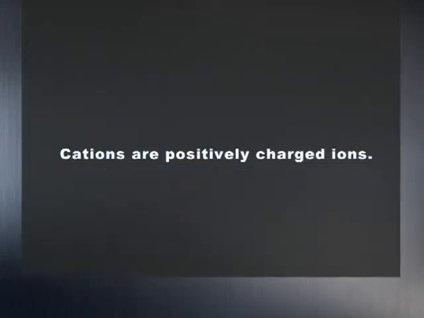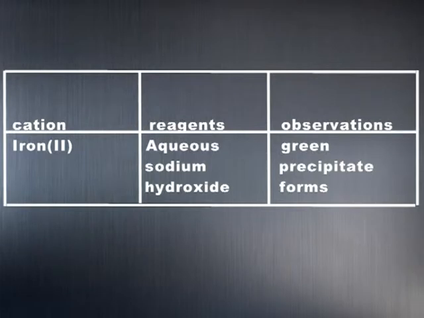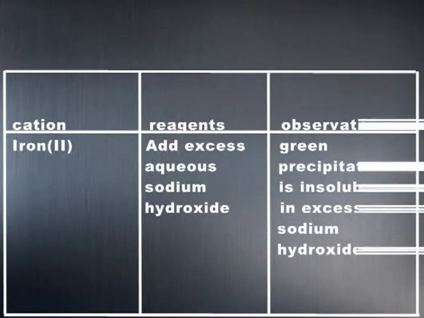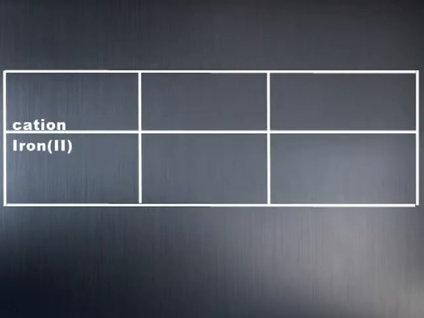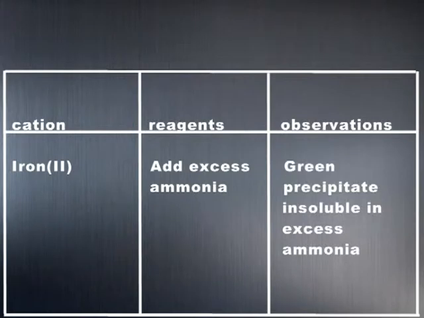Let's now recap what we've learned today. Cations are positively charged ions. Here is a complete summary of all the tests for the different cations. Let's go through them again. To test for iron 2 ions, aqueous sodium hydroxide will produce a green precipitate. Excess aqueous sodium hydroxide will produce an insoluble green precipitate. To test for iron 2 ions with aqueous ammonia, a green precipitate will also appear. Excess aqueous ammonia will produce an insoluble green precipitate.